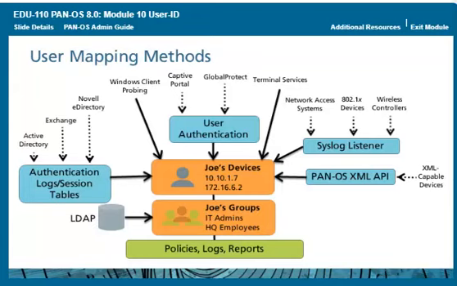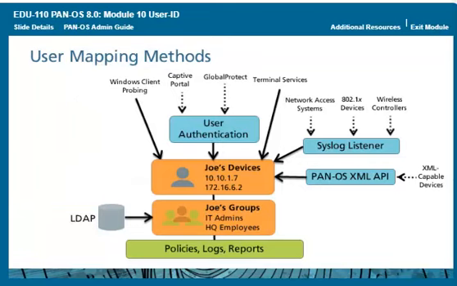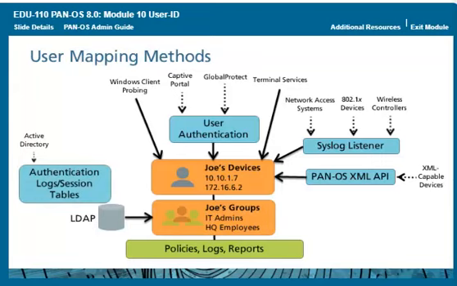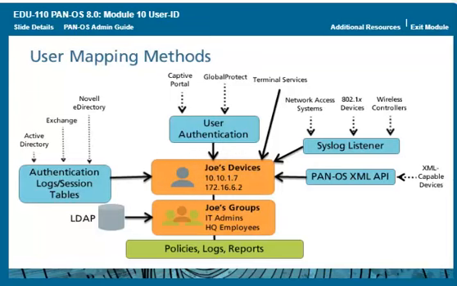The following list is a brief description of each method shown in the illustration. User ID monitors Microsoft Active Directory domain controllers, Microsoft Exchange servers, or Novell eDirectory servers for login or logout events recorded in authentication logs. User ID also reads session tables to confirm known IP address to user mappings based on current Windows file and printer shares.